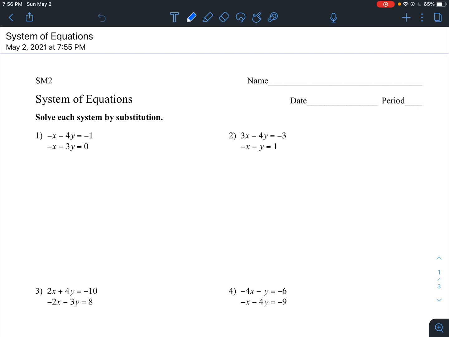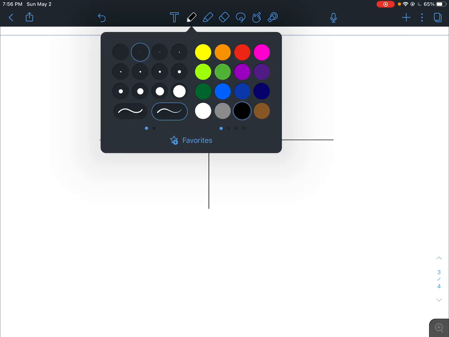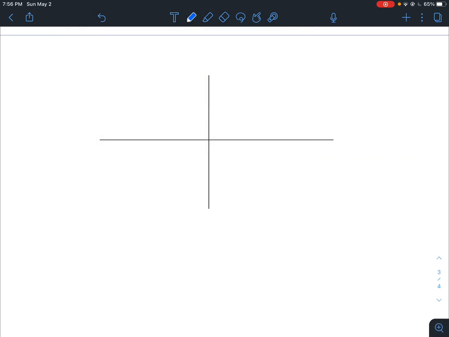But we're talking about systems of equations. So let me talk about what a system of equations is. Okay, so I'll do this on just a blank page, and you don't necessarily have to write this down. Let's say that we have a coordinate plane on an x and y graph. Now, a system of equations is when you have two or more equations existing on the same coordinate plane.